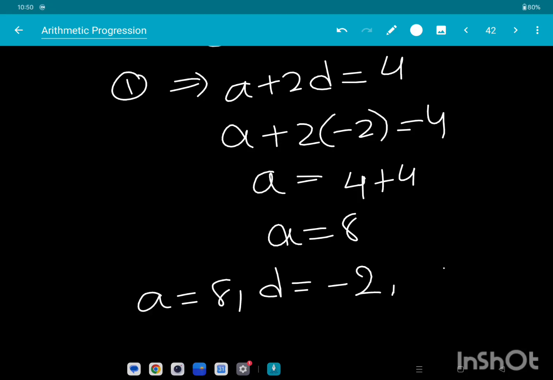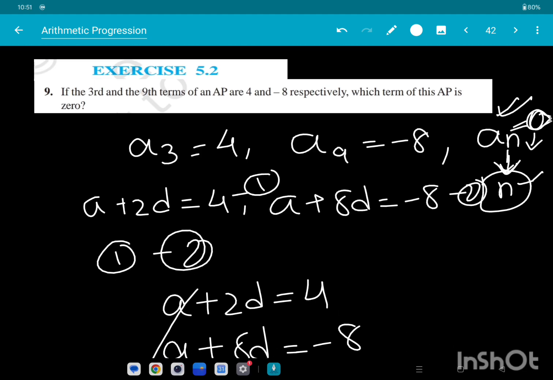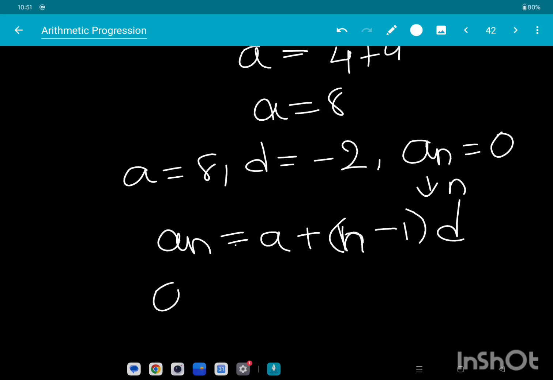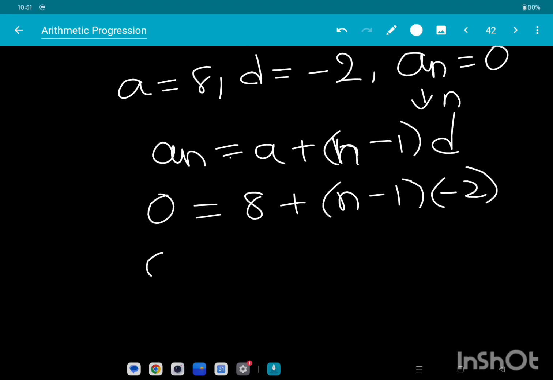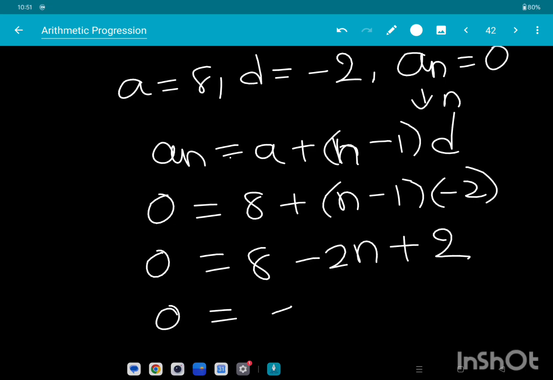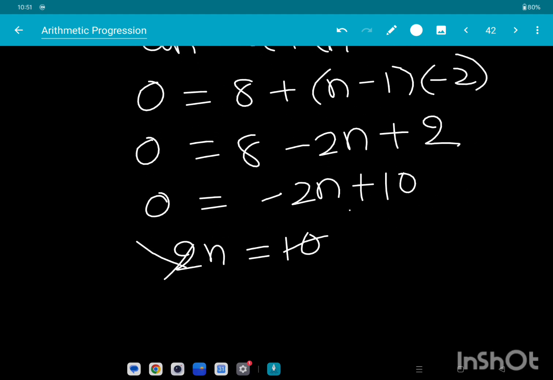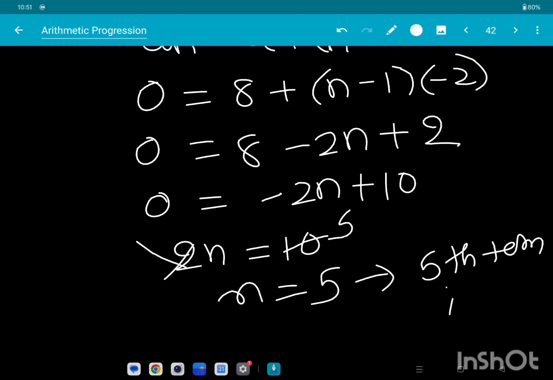Now it was given the AN value as well, which is 0. We need to find the nth term, we need to find the N value. Which term means we need to find the N value. So here the formula is AN is equal to A plus N minus 1 into D. AN value is 0, A is 8, plus N minus 1 into minus 2. If I solve this, 0 is equal to 8 minus 2N, minus into minus plus, 2 ones are 2. So 0 is equal to minus 2N plus 10. Here I solve this, 2N is equal to 10, 2 fives are 10. So here N is equal to 5, which means the fifth term in this AP is 0.